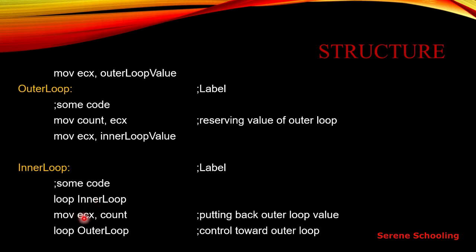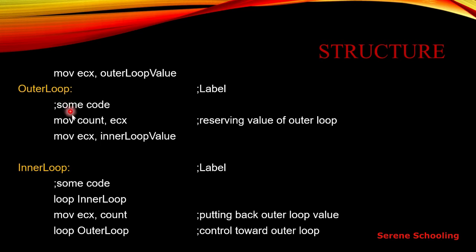In the very next step, I am again sending that count value into the ECX. Why? Because if I want my outer loop to work again, to go back there, then I must have the looping value in the ECX register. So I must put back the outer loop value into the ECX register, otherwise your loop will not work. Okay, and after moving this value, I will send the control to the outer loop. If I don't use this line, my outer loop will not work. So after this specific statement, the control will again go over there.